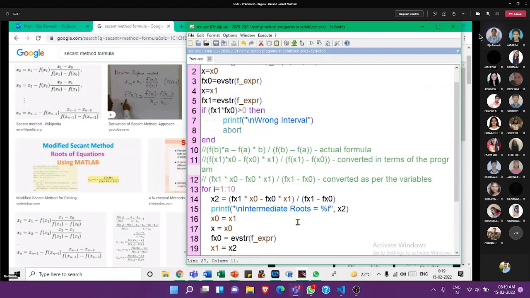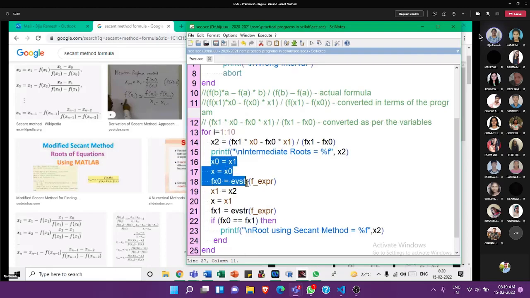Okay. So did you all understand, students? Any doubts in this? This is the same as the others. We need again fx1 and fx0. So x0 is x1 and x1 is x2. These are the two new steps. So we have to find fx0 in terms of the new root x0. Also, we have to find fx1 in terms of the new x1 value.